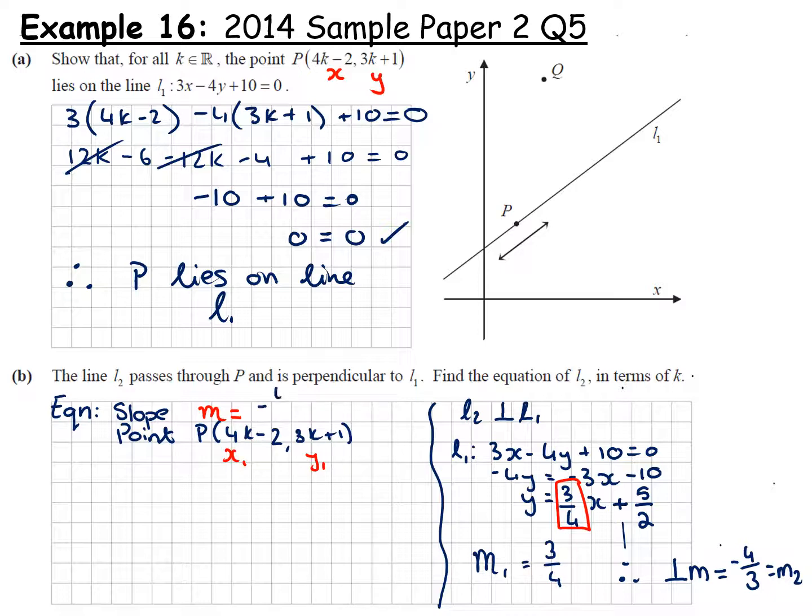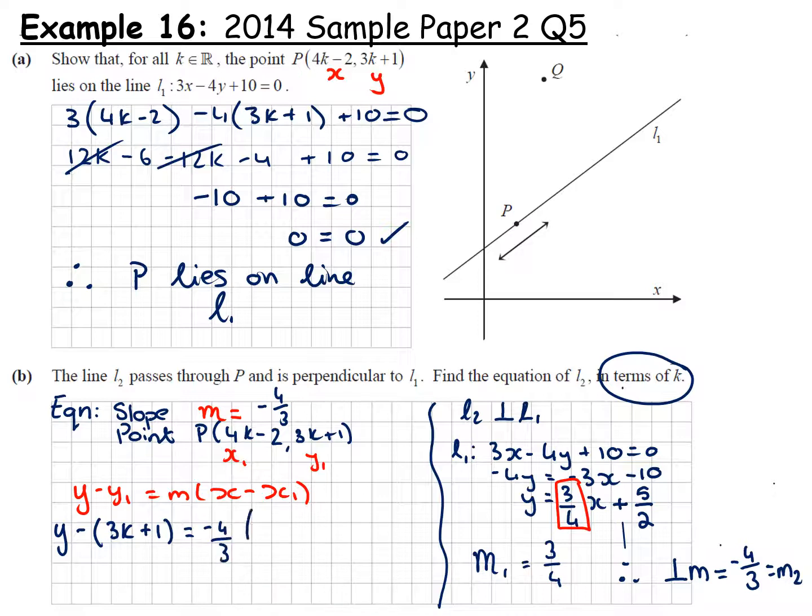So we bring that over here and we work with our equation. The equation of the line is given by y minus y1 is equal to m bracket x minus x1. And we sub in what we know. They want it in terms of k, so it's absolutely fine to have k in our answer. So we have y minus 3k plus 1 is equal to minus 4 over 3 x minus 4k minus 2.